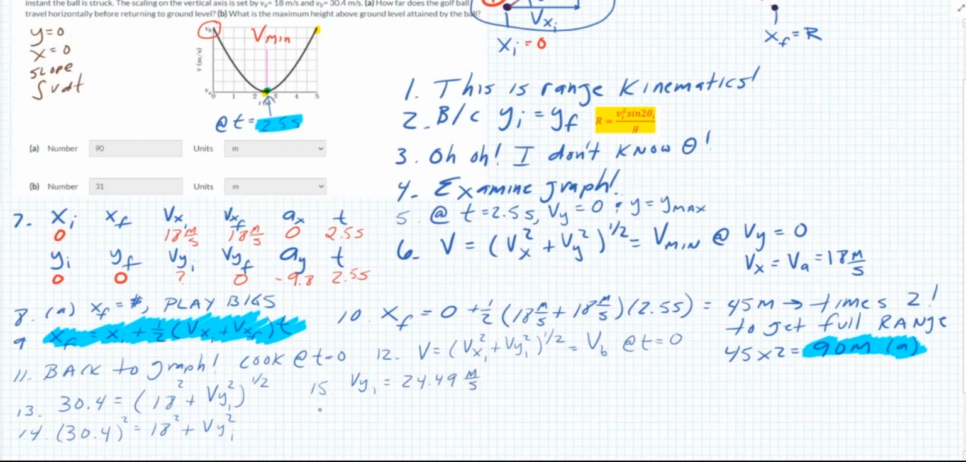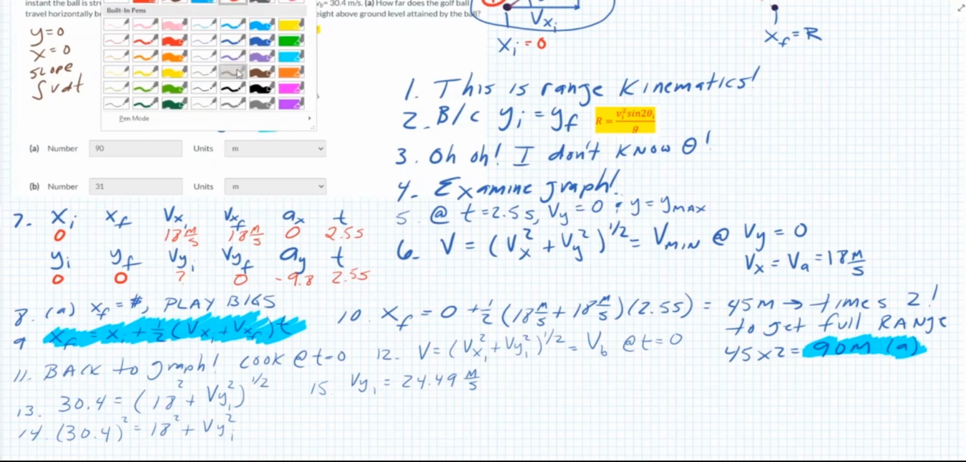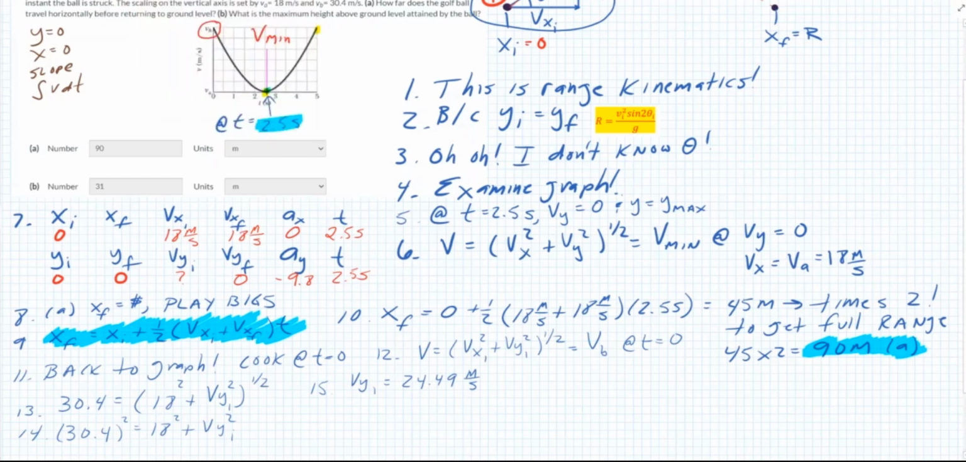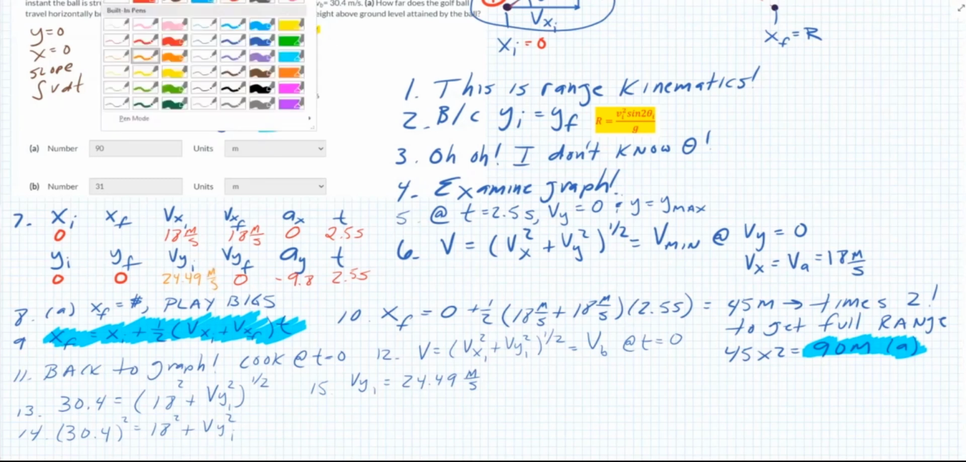So now I have this number. I have my initial launch velocity, which is pretty good as far as my data table. Vy initial, I'm actually going to erase this and replace it with 24.49 and some change, 24.49 meters per second. And it's big 5 again.